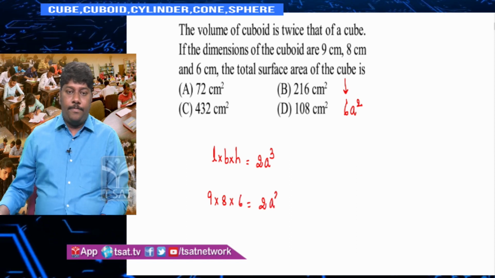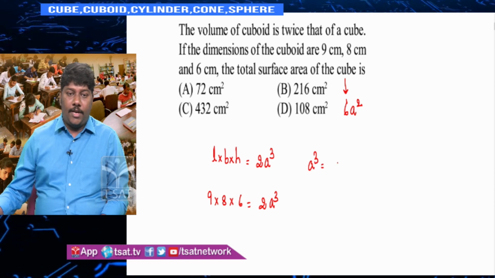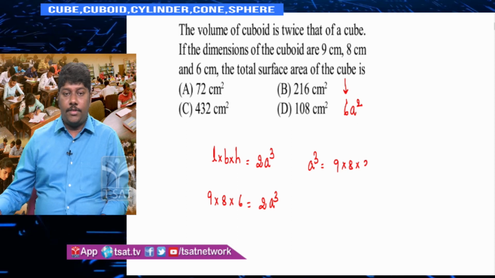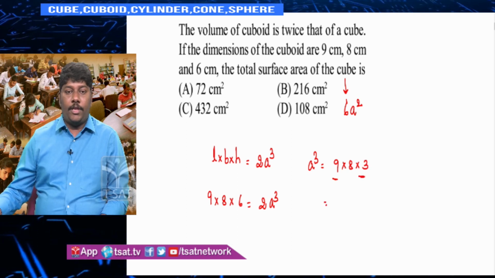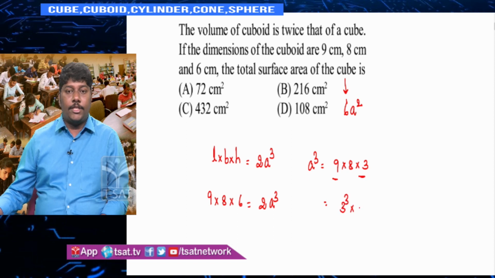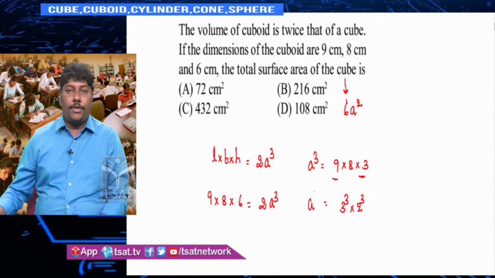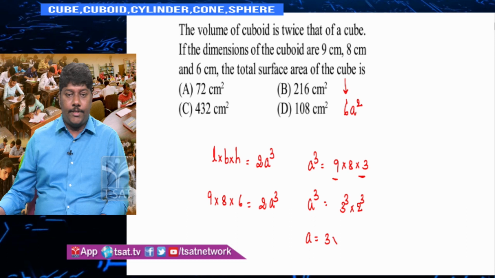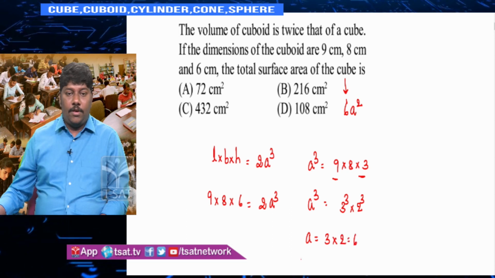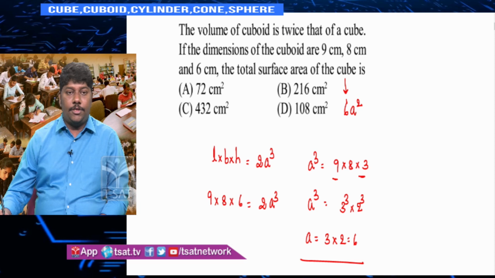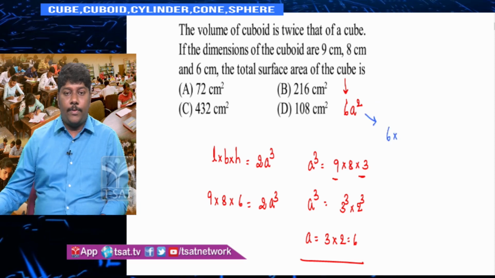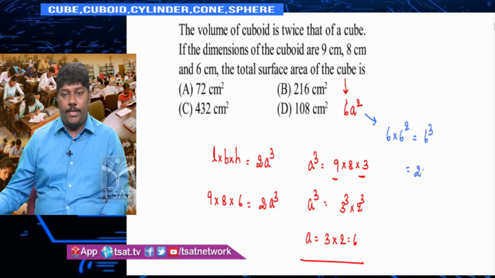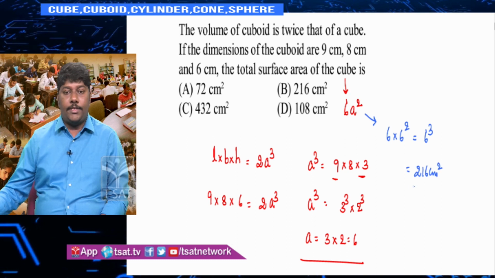is 2a cube. Therefore, a cube is equal to 9 into 8 into 6 divided by 2, the 2 gets cancelled, so it becomes 3 here. You can write 3 square into 3, 3 cube. 8 you can write as 2 cube. Therefore, a cube is equal to 2 into 3 whole cube. Therefore, a is equal to 3 2s are 6. If edge is 6, you just need to substitute in 6 a square, 6 into 6 square is 6 cube, which is 216 centimeter square is the surface area.